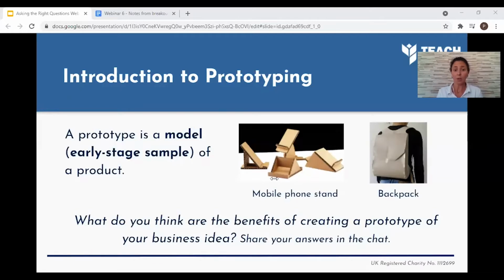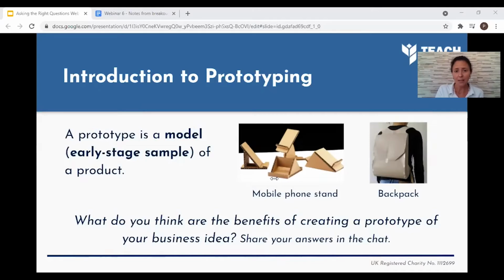Divya says it gives a scope for improvisation. Thank you, Divya. Sinat says you have to start somewhere. It's an early draft. Exactly. Thank you, Sinat. Foy is saying it gives an idea of what the finished product will look like.